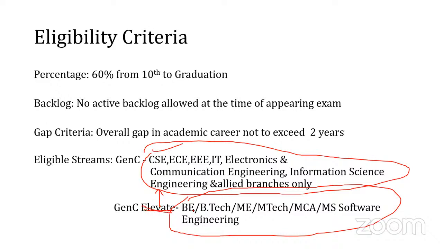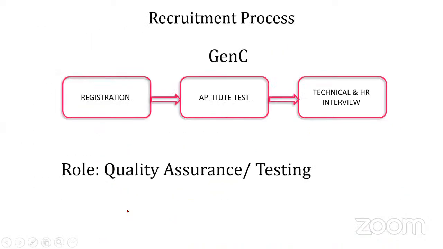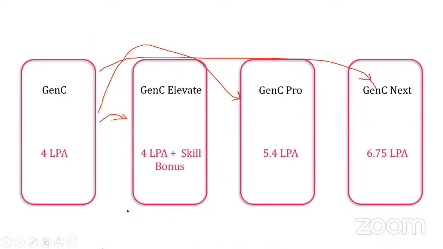And for GenC, BE, BTech, ME, MTech, MCA, and MS Software Engineering are allowed, because it is not asking many programming-related questions in the written test. It only asks aptitude in the written test. So all those students, irrespective of which branch they are from, can appear for the GenC profile. This is how you can crack all these drives of GenC Elevate, GenC Next, GenC Pro, and have a great career in a company like Cognizant.